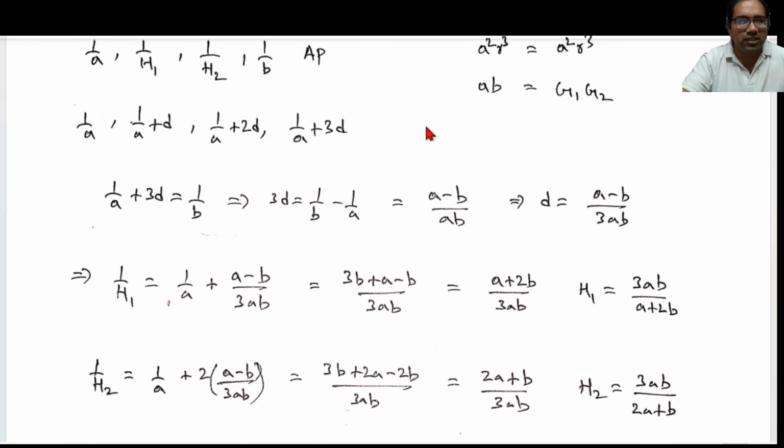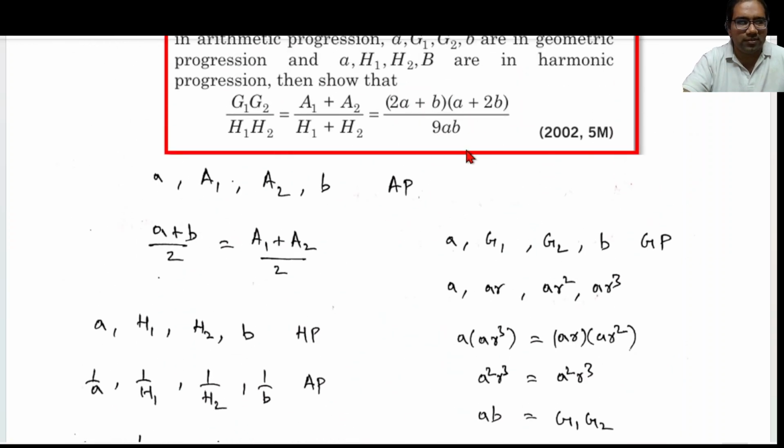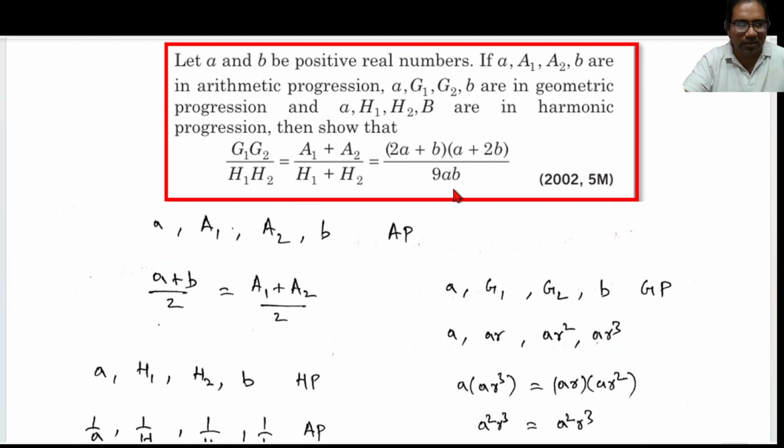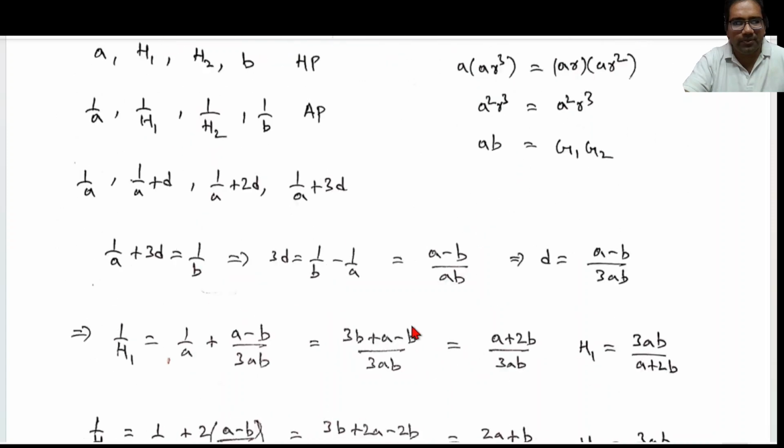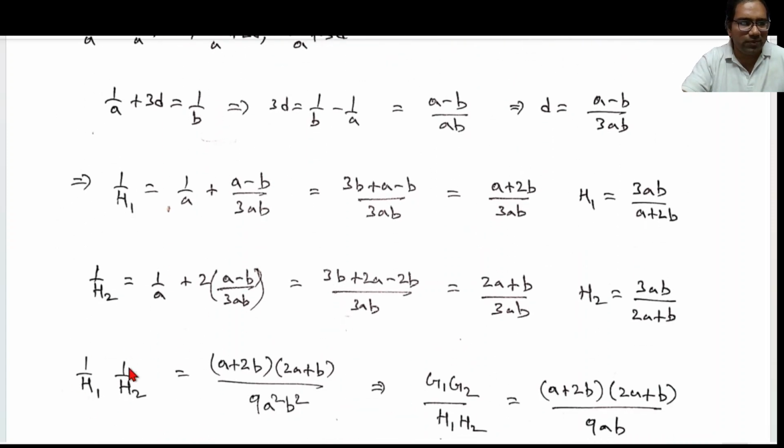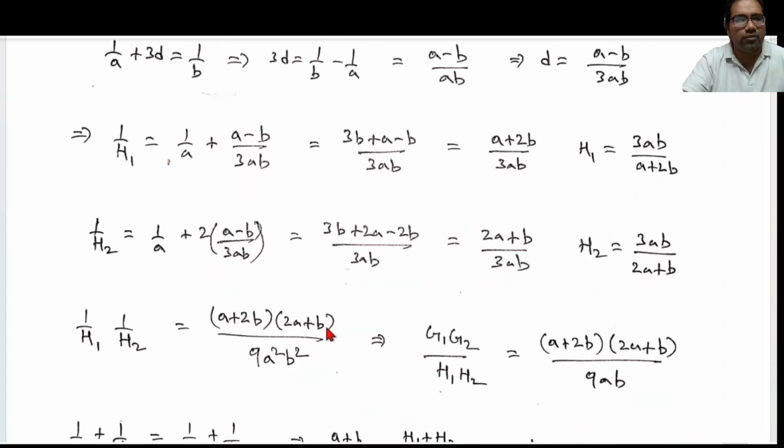this is almost equal to this. Here it is 9AB and we are getting 9A square B square. At the same time, we know G1 G2 is equal to AB, right? So we are getting 1 by H1 H2 equal to (A plus 2B) into (2A plus B) by 9A square B square. That means G1 G2 by H1 H2. G1 G2 is AB, right?